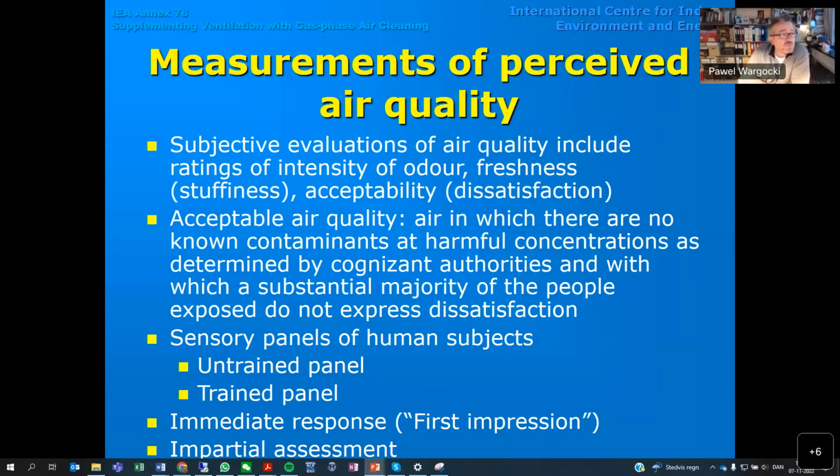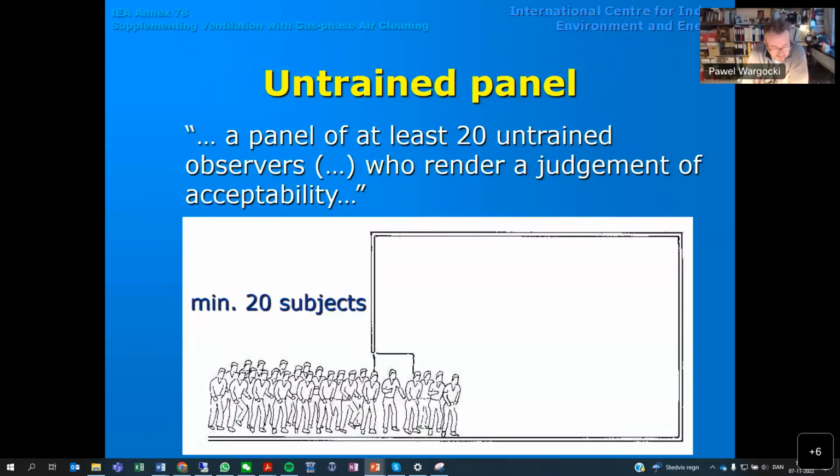they are actually assessing. So the untrained panel, as defined by standard 62.1, the ASHRAE ventilation standard, is a panel of at least 20 untrained observers who render a judgment of acceptability. So basically, these are people who are not especially trained to perform, but are selected not to have sensory deficits, or any health problems that would not allow them to perform the measurement. Sensory deficit can also be hearing impairment, because all those senses are connected in our brain. So this is an important thing to consider.